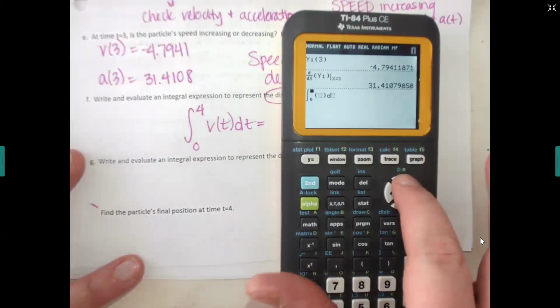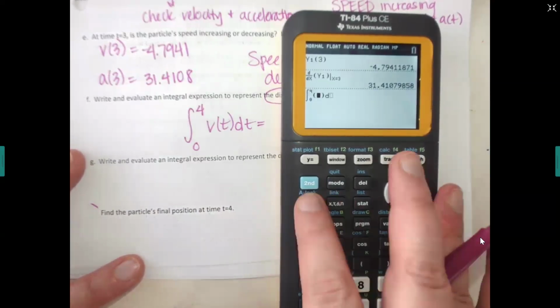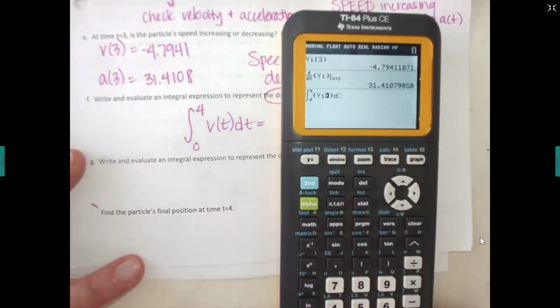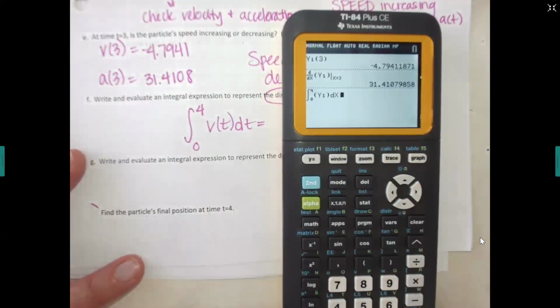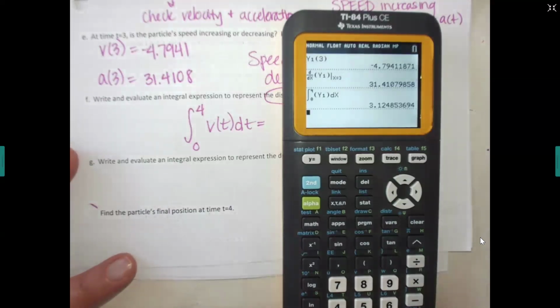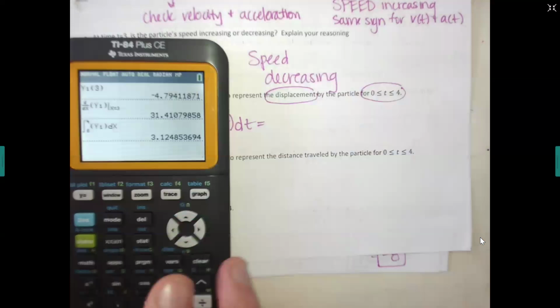We're going 0 to 4. We're using alpha trace y1 as our function. And then you're putting an x in the last box. Okay, and we got 3.1249.